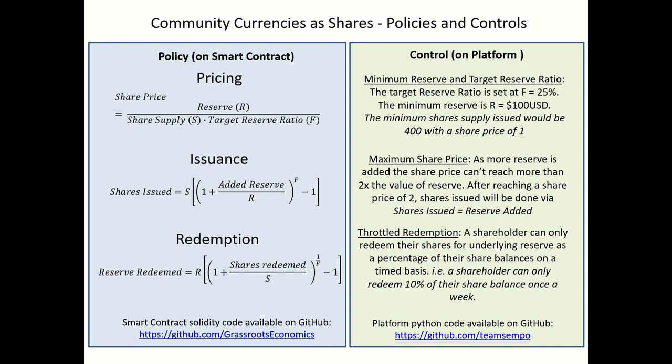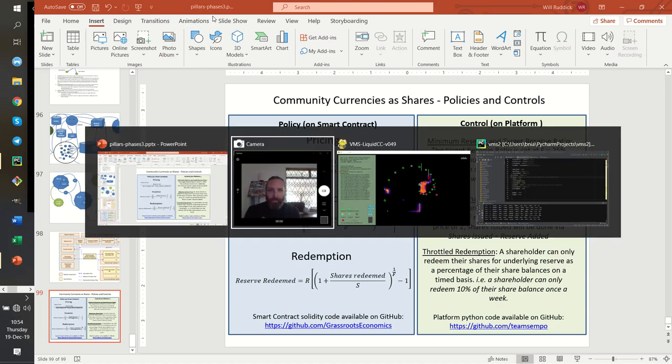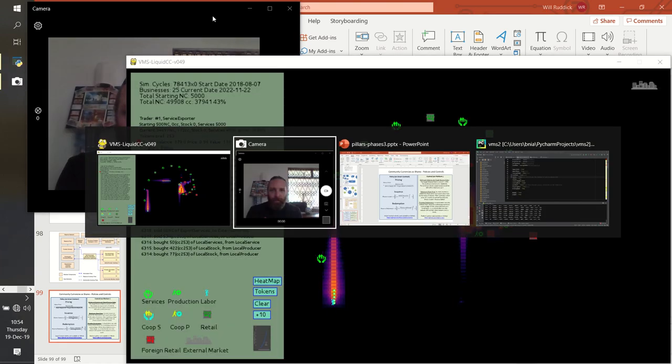So we want two things to be able to happen. We want these to be viable as local currencies, and I'll show you how that works in the simulator, and then also for the Red Cross to be able to come in. So let's go back to the simulator and see how that works.